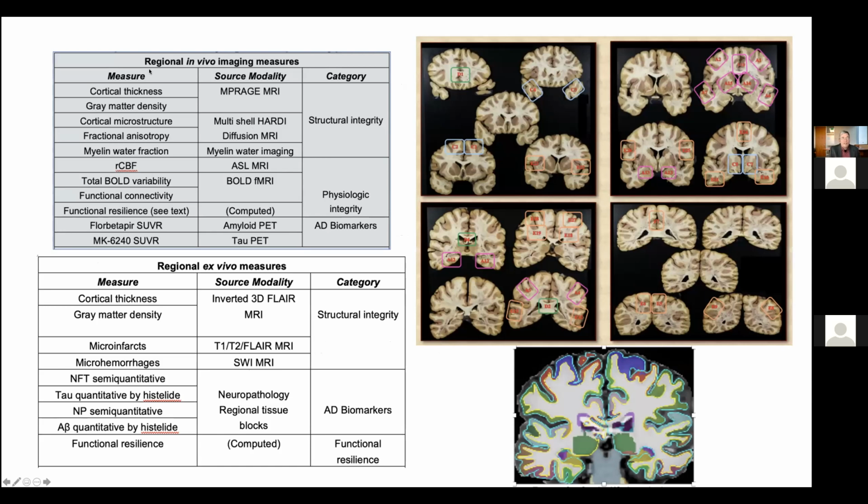We have these in vivo measures that we're taking with MRI and PET modalities, giving us all sorts of measures of biologic processes that have to do with the structural integrity of the gray matter and the white matter, for example, the physiologic integrity of the small blood vessels, and the presence and distribution of amyloid or Alzheimer's disease biomarkers. And we're computing a lot of these measures over a set of brain regions that we also plan to sample at autopsy.